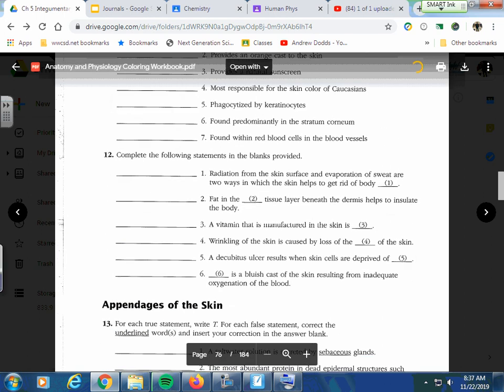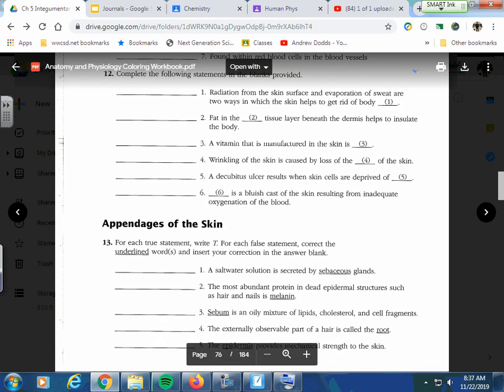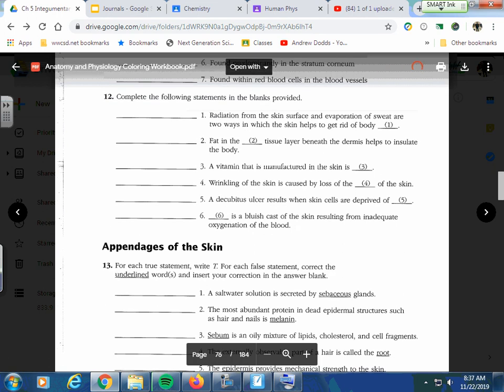And number 12. Radiation from the skin surface and evaporation of sweat are 2 ways in which the skin helps to get rid of body heat. Fat in the blank tissue layer beneath the dermis. Well, beneath the dermis is going to be the hypodermis or subcutaneous tissue layer.